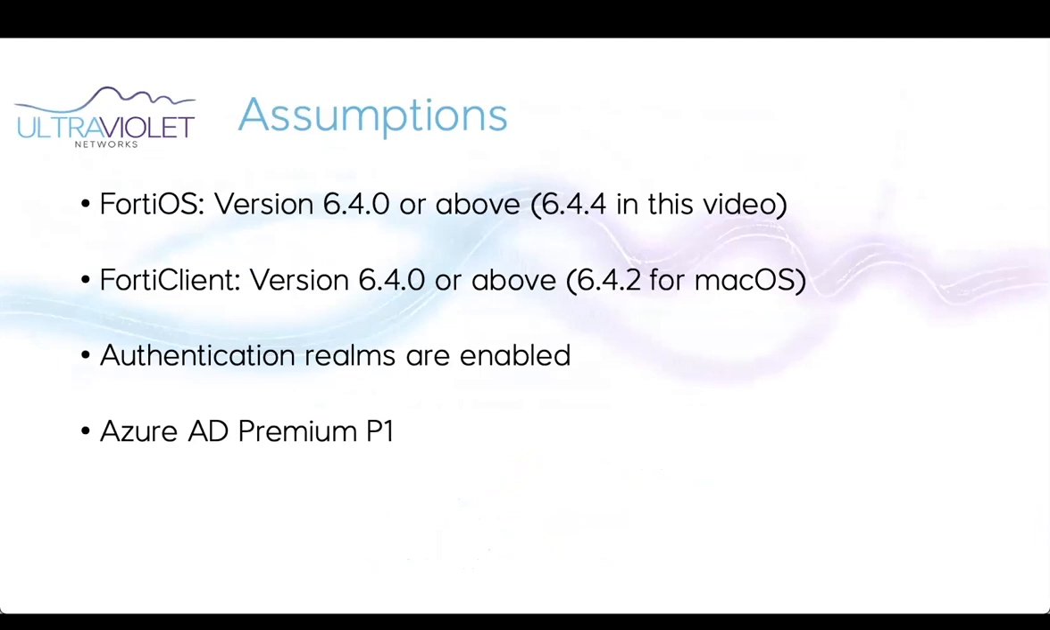Assumptions for this video is you're using FortiOS version 6.4.0 or above. I will be using 6.4.4. FortiClient version 6.4 or above, 6.4.2 for Mac OS. If you currently upgraded to 6.4.3, that's okay too. Authentication realms are enabled for SSL VPN, and I'm using Azure AD Premium P1. There's some debate as to whether or not the base subscription will work.